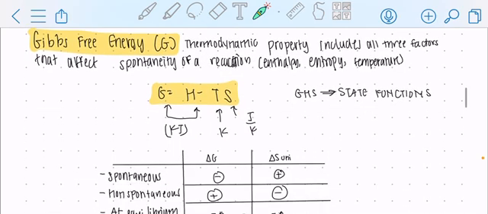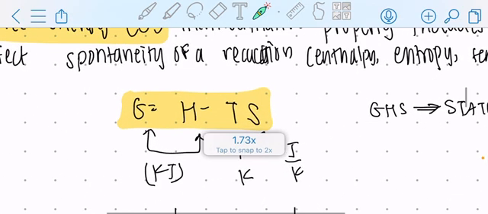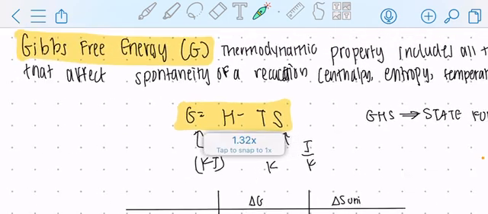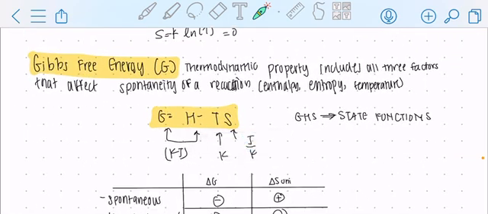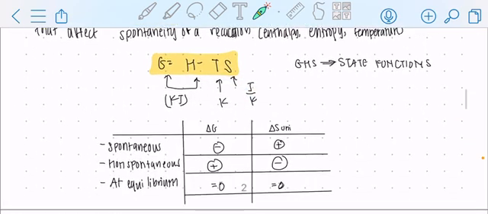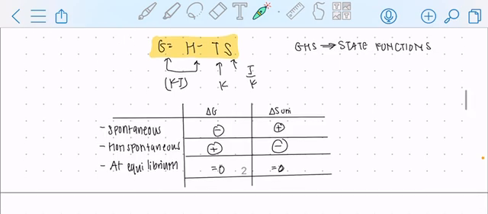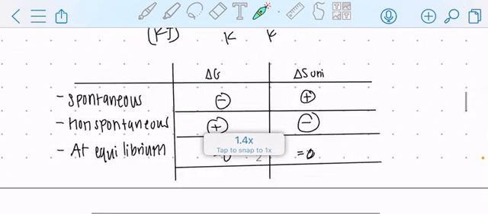The Gibbs free energy. This thermodynamic property includes all three factors that affect the spontaneity of a reaction: enthalpy, entropy, and temperature. It basically says G, the Gibbs free energy, is equal to H, the enthalpy, minus temperature times the entropy. And here are the units. I've stated them below. And it's important to remember that because the Gibbs free energy, the enthalpy, and the entropy are state functions, this would be a state function as well.